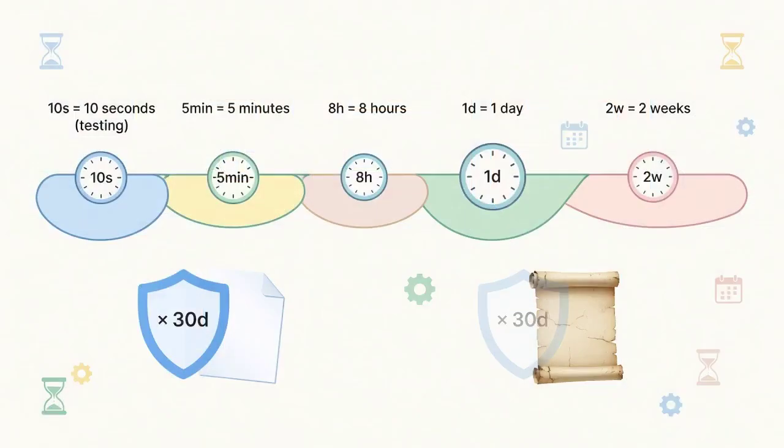exists. The age field uses simple suffixes: 10s for 10 seconds during testing, 5m for 5 minutes, 8h for 8 hours, 1d for 1 day, and 2w for 2 weeks. Age only applies to cleanup types like d, D, r, and R. A clever trick: the whitelist type x combined with an age like 30d means ignore this path only if it is older than 30 days, letting you protect recent files while cleaning ancient ones.